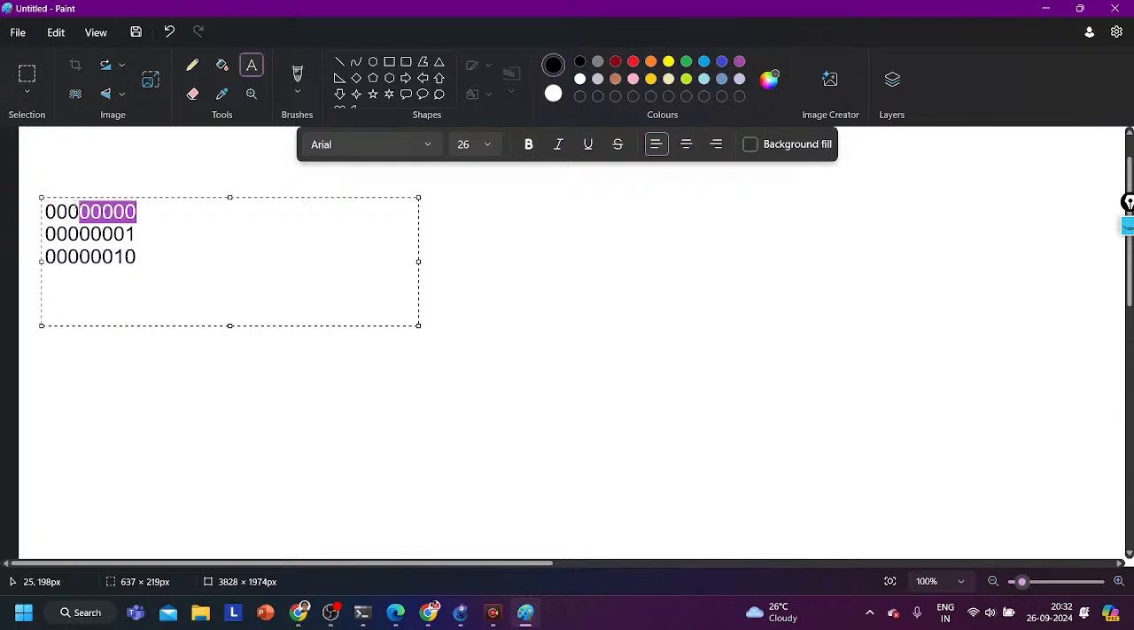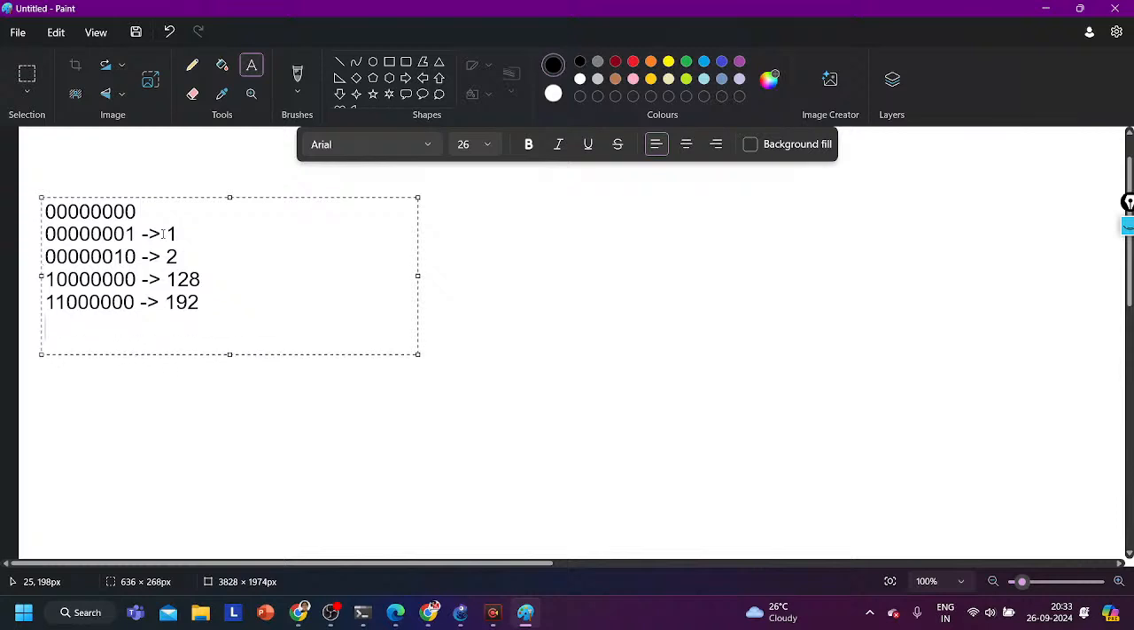Like how to convert this binary into decimal, and this one, and this one. The decimal value of this binary is going to be 1. Of this binary, 2. Of this binary, 128. And this binary, 192. Very good. Binary of 11100000 is 192 plus 32, which is 224.